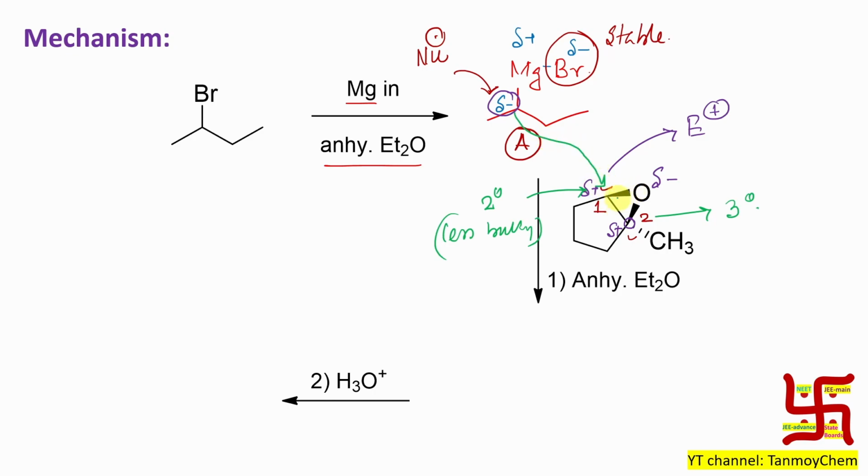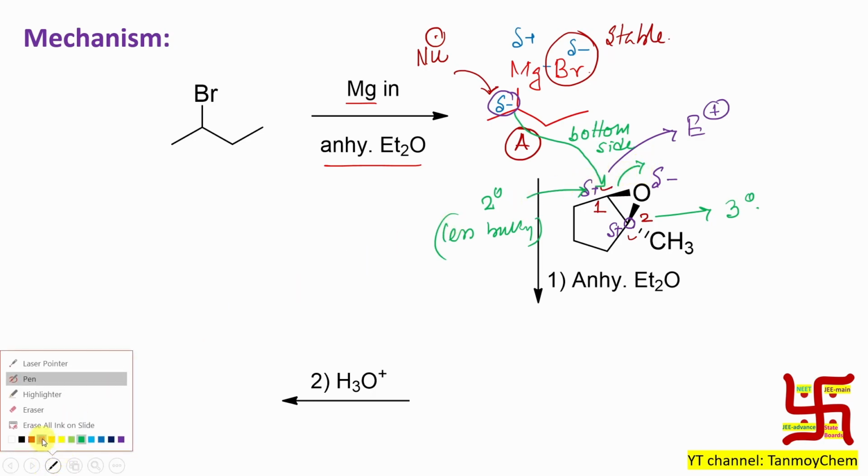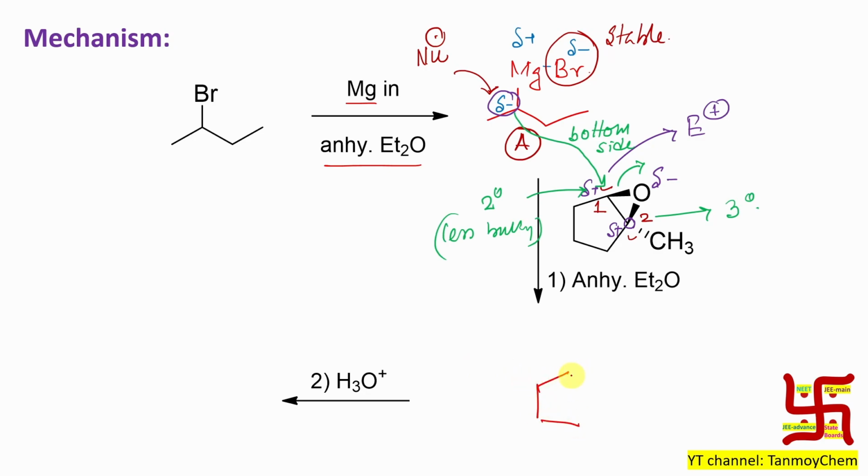If you look at this, oxygen is on the top side, agree? So consequently it will attack from the bottom side. Very important. So it will attack from the bottom side and this bond will open. Now student, when such a situation appears, I recommend draw as it is. Do not change anything. So okay, this is my 5-member ring.